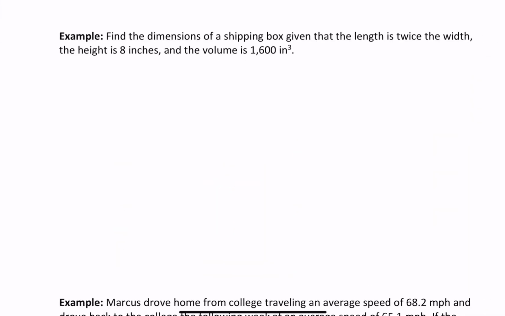Okay, on the next example, we're going to use another formula, and we're going to actually use the volume of a rectangular prism because we're dealing with a box. So it says find the dimensions of a shipping box given that the length is twice the width, the height is 8 inches, and the volume is 1600 inches. So draw the best box you can.